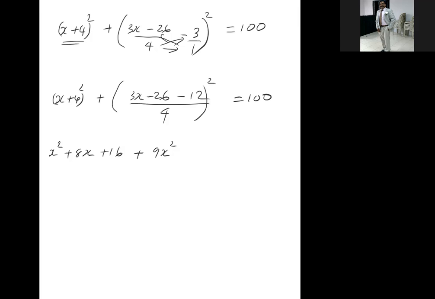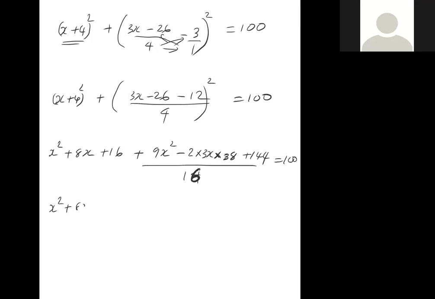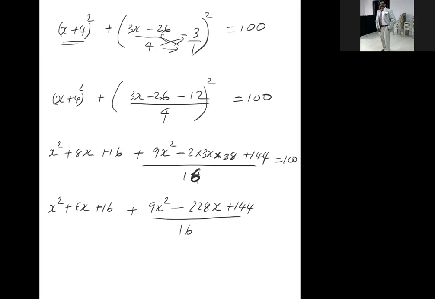Minus 38. So minus 2 into 3x into 38, plus 144 by 16, is equal to 100. So x square plus 8x plus 16 plus 9x square minus 2 into 3 into 38, which is minus 228x, plus 144 by 16 is equal to 100.